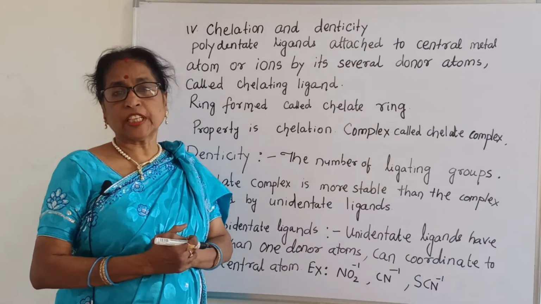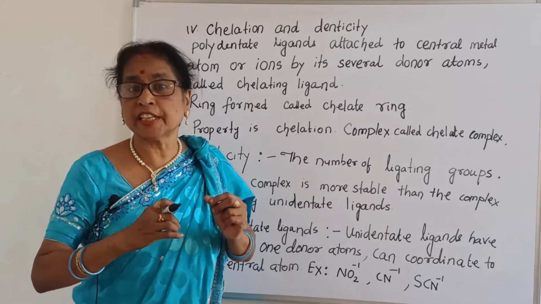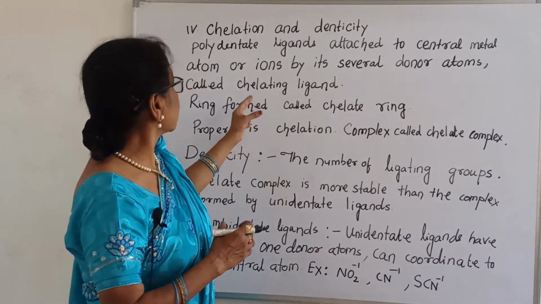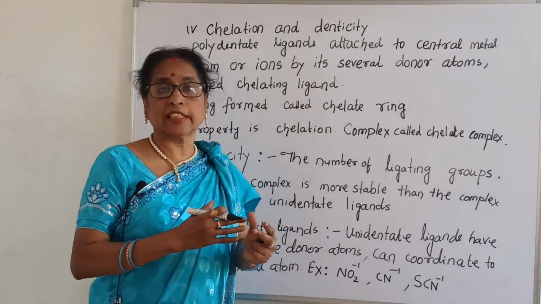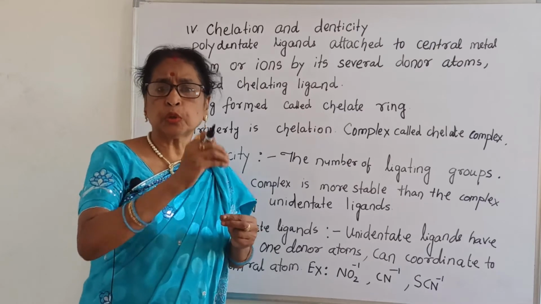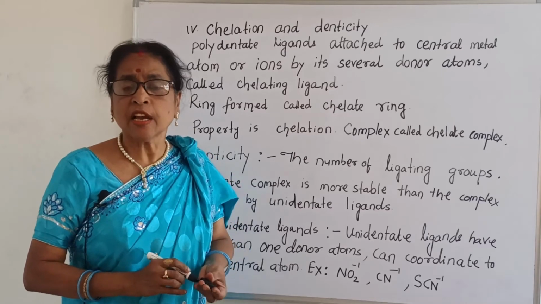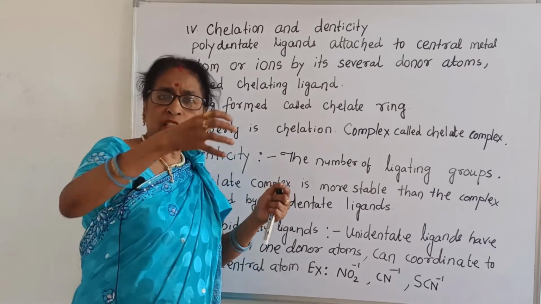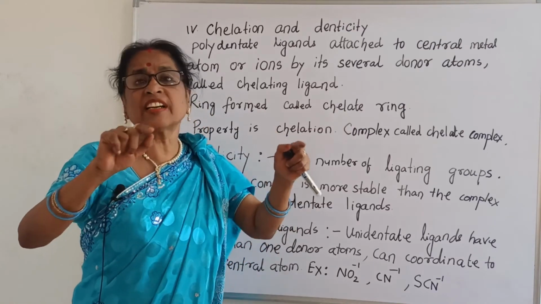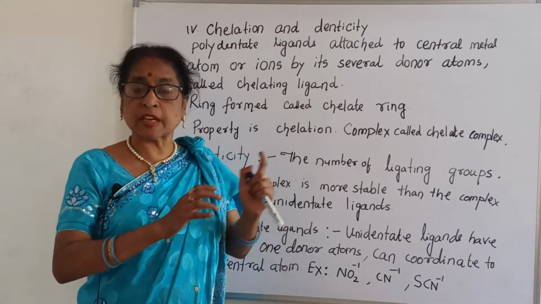Now we will see what is polydentate ligand, how it is attached, how the chelate ring forms and the chelate complex forms, and that one is called chelating ligand. What is chelating ligand then? We know polydentate ligand means it can have 2 donor atoms or more than 2 donor atoms. When a polydentate ligand attaches to the central metal atom or ion, they form a ring-like structure, that is called a chelate ring, and that process is called chelation.